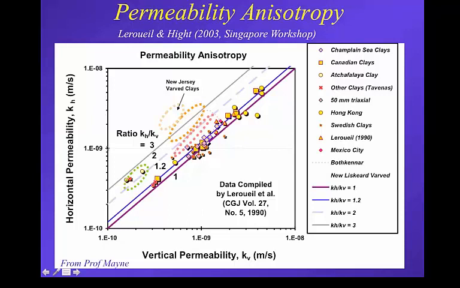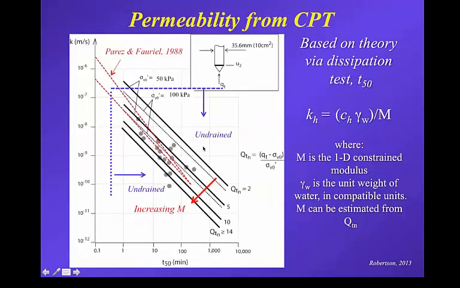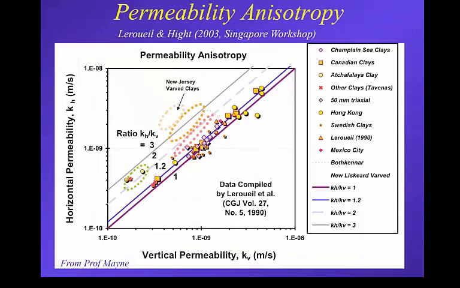Or if you've done a dissipation test, you've calculated C sub H, and now you want to estimate the permeability, then you can see that it's influenced inversely by the stiffness of the soil. So the stiffer the soil, the bigger effect it's going to have on estimating the permeability. And then, of course, you've got the vertical to horizontal flow anisotropy.